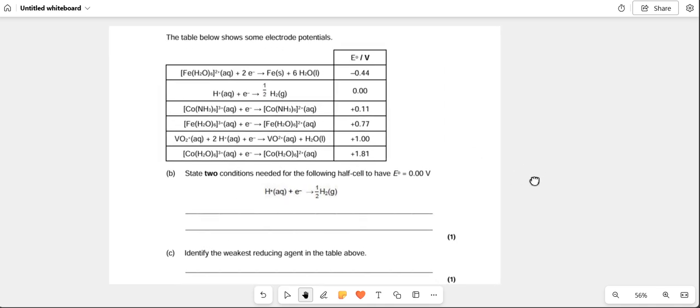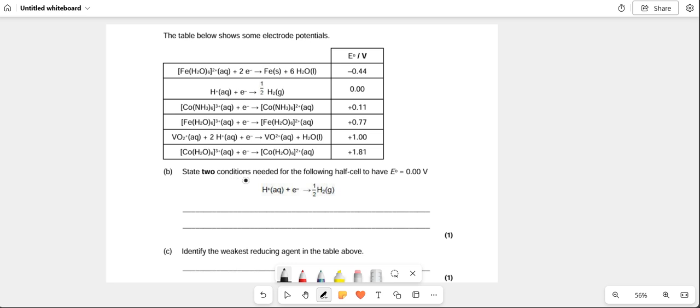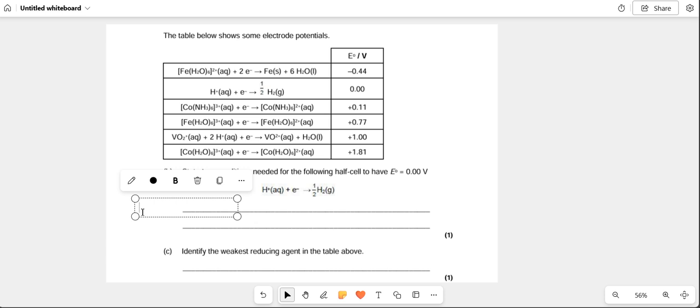We've got part B. State two conditions that are needed for the following half cell to have E of 0.0. So that's a standard hydrogen electrode. You should know the conditions for the standard hydrogen electrode. If you don't know this, it will repeat a lot, so you'll get to know.